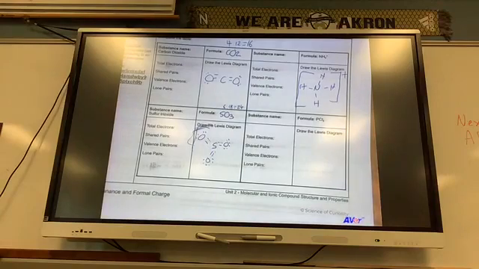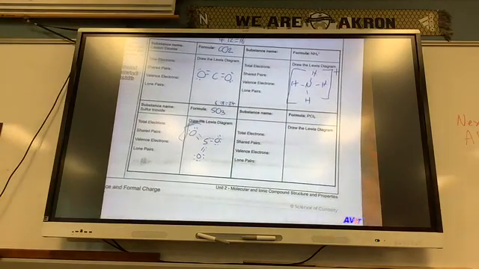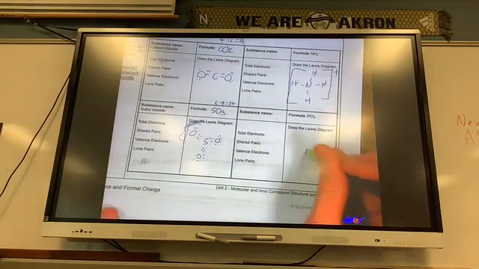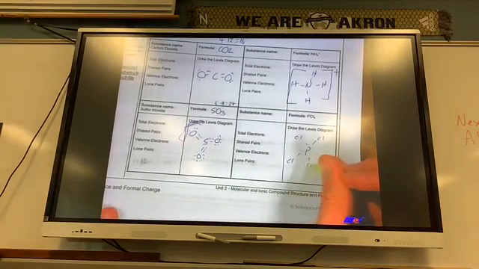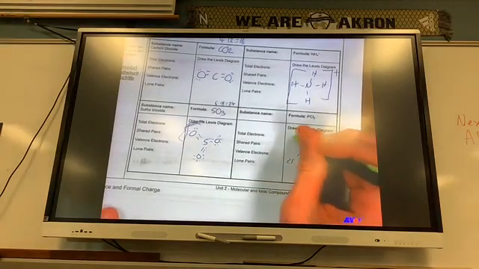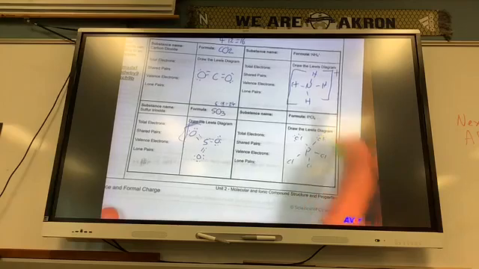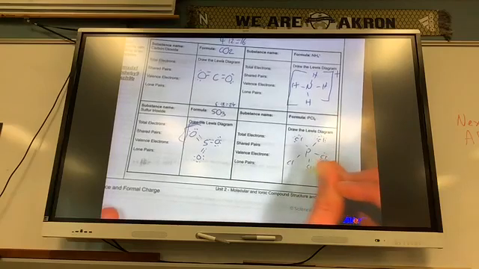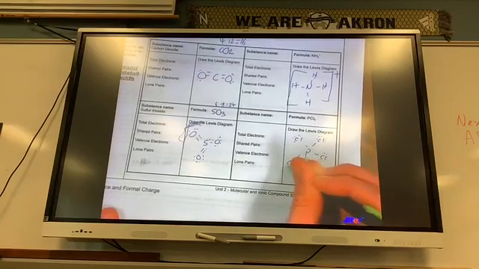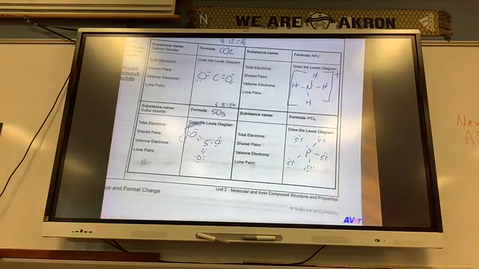Last one, PCl5. We're going to have an expanded octet here, right? So P, Cl, Cl, Cl, Cl, Cl. 1, 2, 3, 4, 5, 6 on each chlorine. Boom. Done.